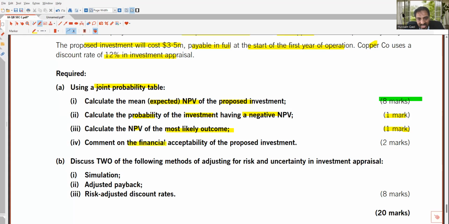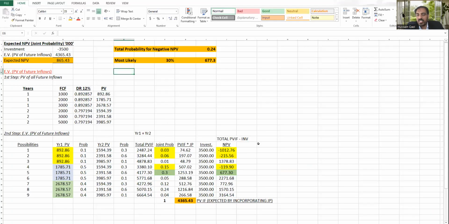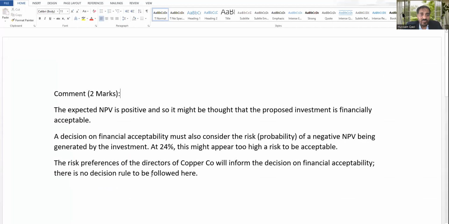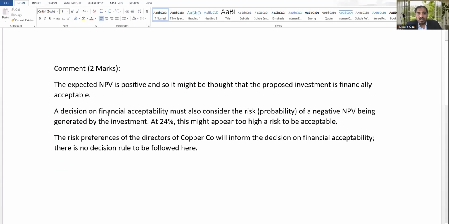Comment on the financial acceptability of the proposed investment. Now the comment is worth 2 marks. Should the project be accepted? We cannot answer exactly here, but for 2 marks we can write at least 2 to 3 points. Number one, the expected NPV is positive, so it is financially acceptable. But I strongly suggest with this type of question, you must use wording like this.